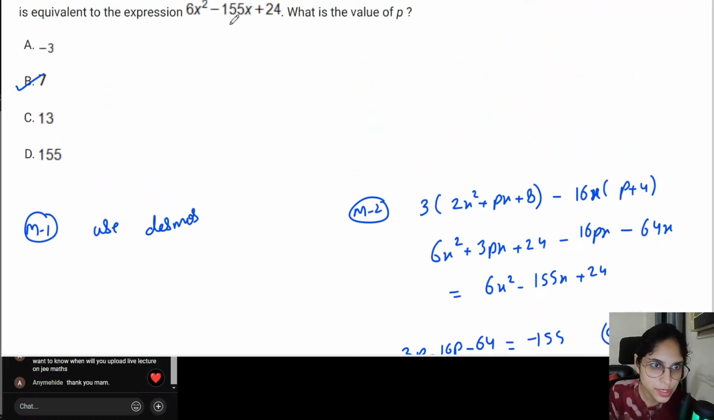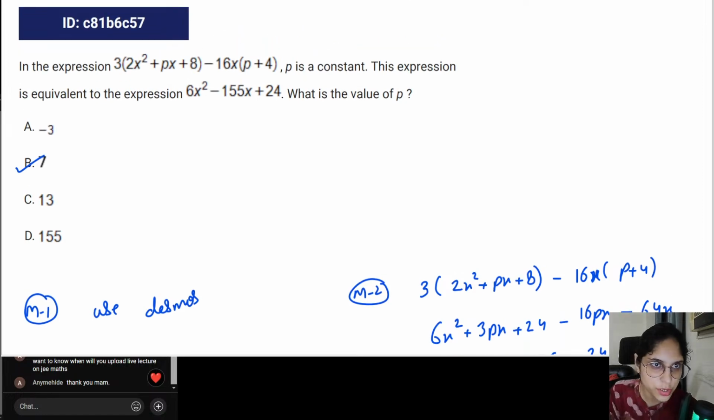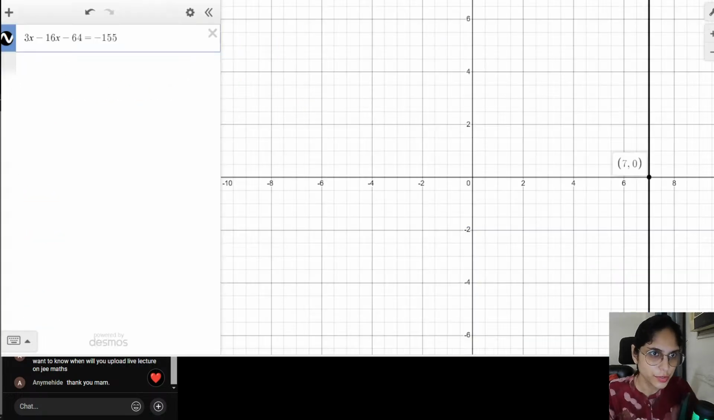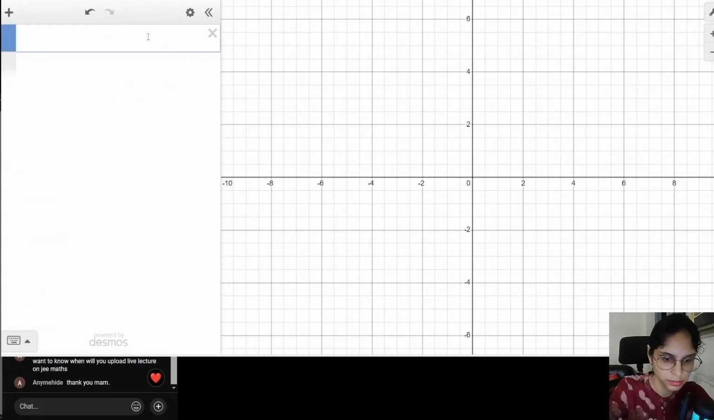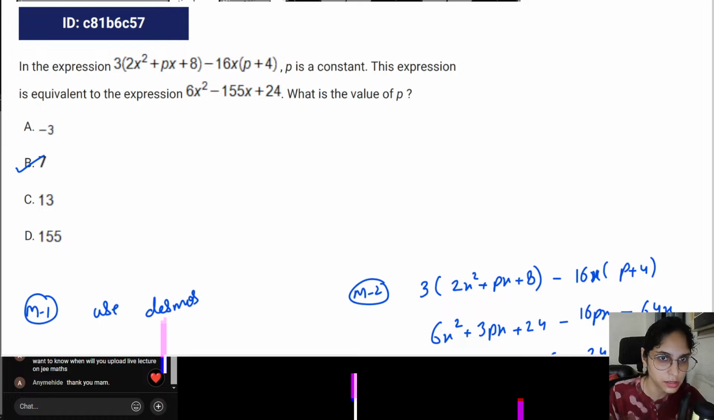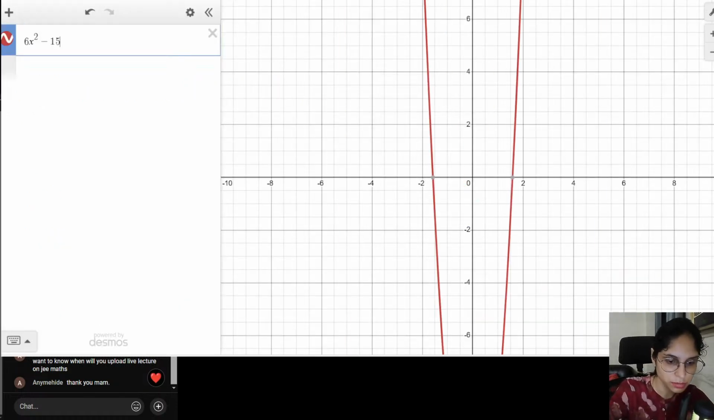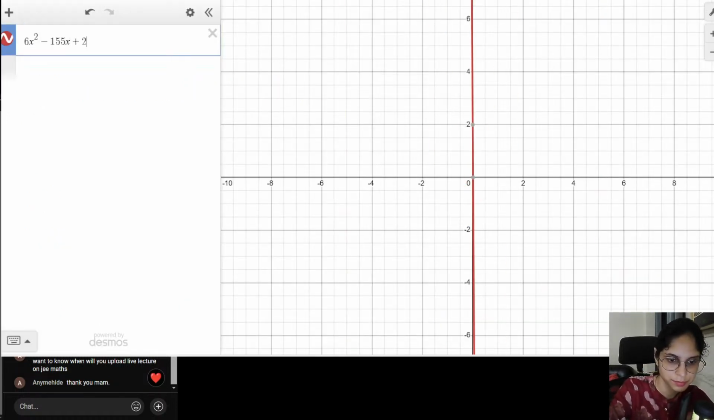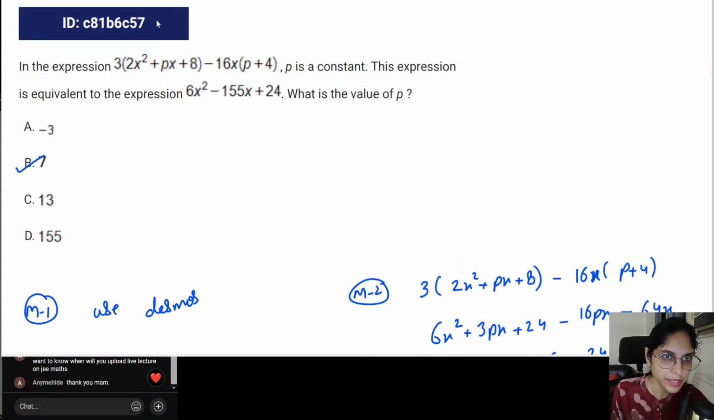How could you directly use the Desmos? You choose different options for p. So first you write 6x squared. This could have been an easy question if p were a constant. Then I would just have to take the constant and I would have got my answer easily. But it's not the case over here. And you write this as it is.